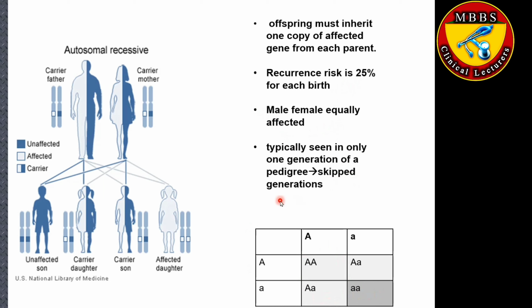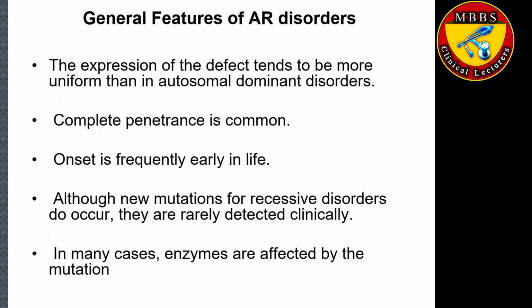Here you see skipped generations. It means that suppose one generation is showing the disease, the other generation would skip the disease, but there would be carriers present, and those carriers would carry the disease to the next coming generations. So this is called skipped generations, which are seen in autosomal recessive inheritance.